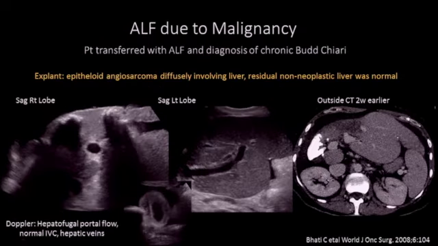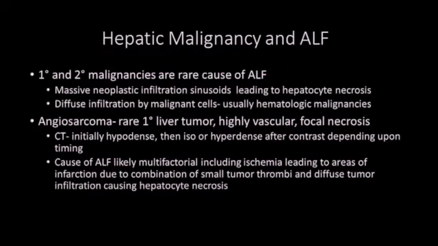So we didn't at this point know anything about what was going on in the right lobe. The patient was in acute liver failure and received a transplant. The explant showed that this patient had something called an epithelioid angiosarcoma that had diffusely involved the liver, even the left lobe, and that the right lobe was shrunken down, as you can see here, with some residual non-neoplastic left lobe.